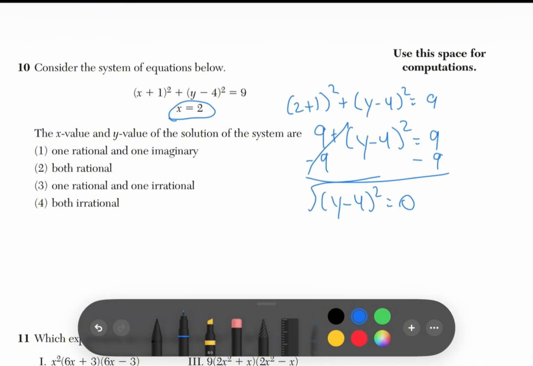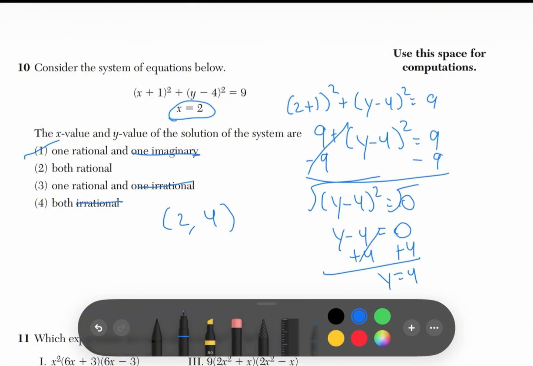And then we're going to do the square root to get rid of that. It's going to be y minus 4 is equal to 0 still. Then we add 4 on both sides. And we're going to get that y is equal to 4. So our solution is going to be 2, 4. So they're not imaginary. They're not irrational. So our answer is 2.